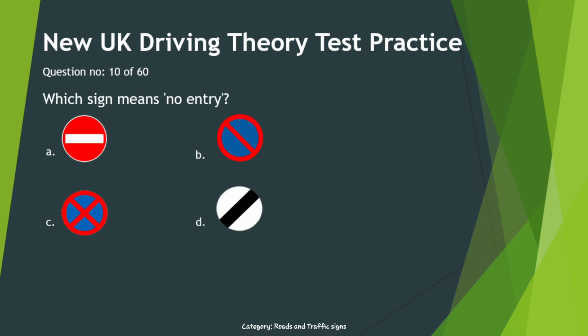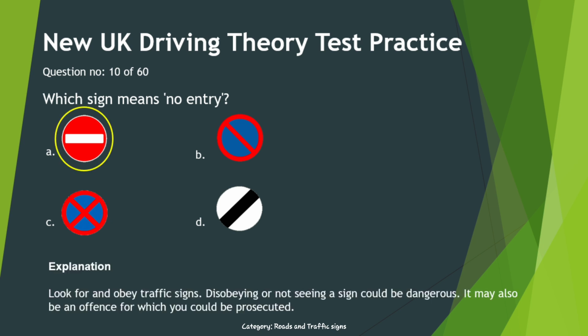Question 10 of 60. Which sign means no entry? The correct answer is A. Explanation. Look for and obey traffic signs. Disobeying or not seeing a sign could be dangerous. It may also be an offense for which you could be prosecuted.